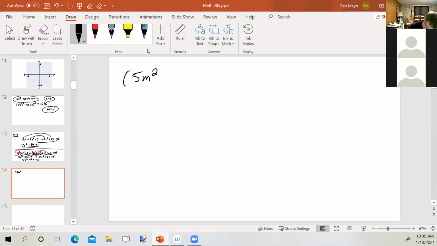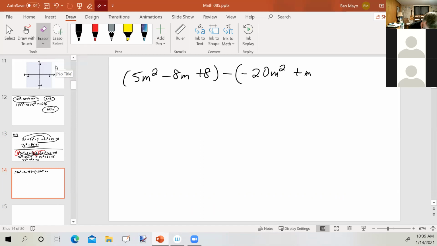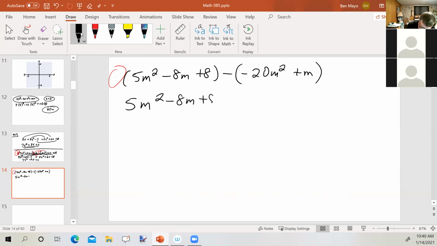5m squared minus 8m plus 8 minus the quantity negative 20m squared plus m. Okay. Now, as I mentioned earlier, if there's either a plus sign or no operation symbol at all in front of the polynomial, basically we just recopy the polynomial, but we can get rid of the parentheses, okay?